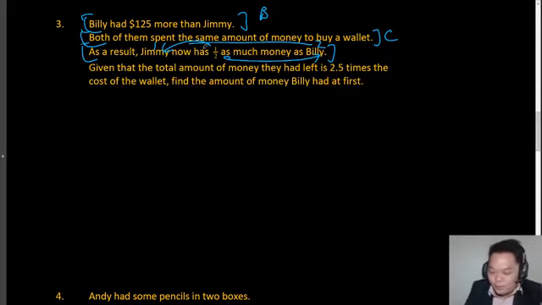So allocate your units first. 2 goes to Billy. If we use 2 blocks to represent Billy, then 1 block would represent Jamie's amount. Okay?